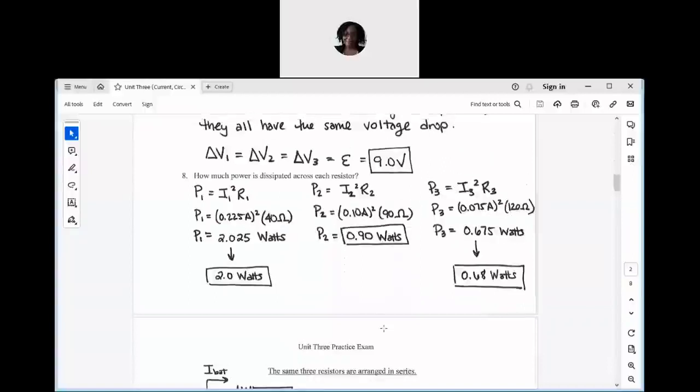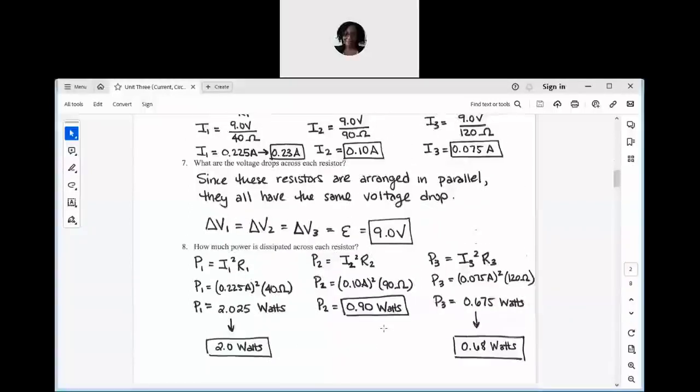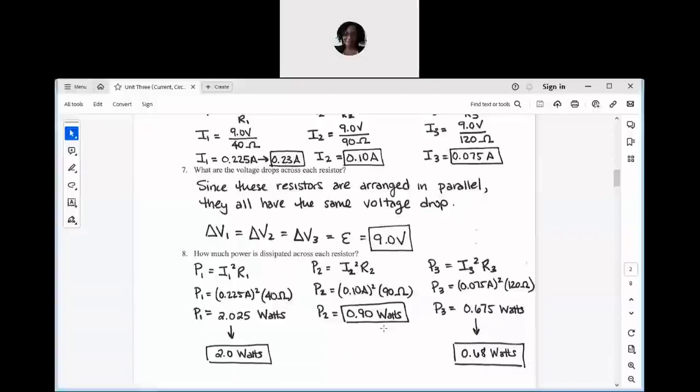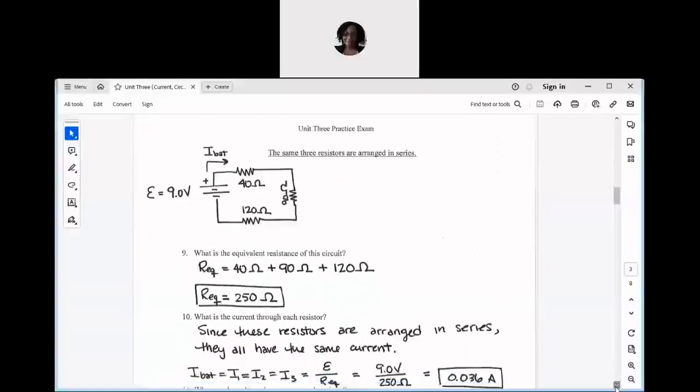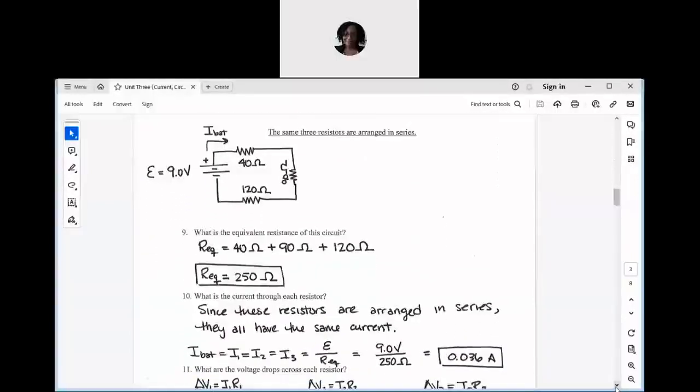So to save space, I didn't put a question on this page about how to calculate the power that's delivered by the battery, but all I would need to do that is to take the total current, so 0.225 amps, added to 0.10 amps, added to 0.075 amps, and multiply that by the EMF, which is 9 volts, which will give me the sum of these individual powers. This is really just the law of conservation of energy, but applied in a specific sense for an electric circuit.